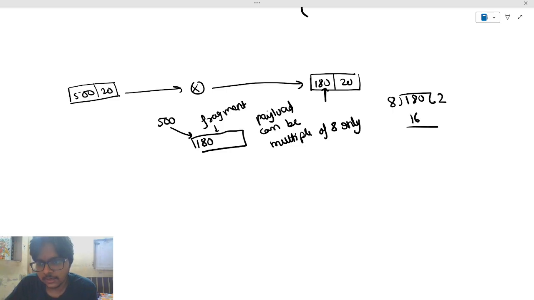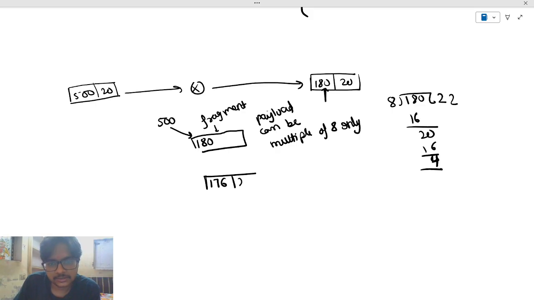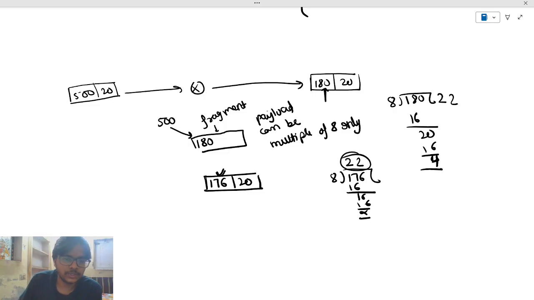So we will see if it is divisible by 8 or not. 180 is not divisible. 4 is extra, so that means the fragment will have 180 minus 4, that is 176. Okay, now 176 is divisible. So now for 176, what will be the fragment offset? 176 divided by 8 is 22.